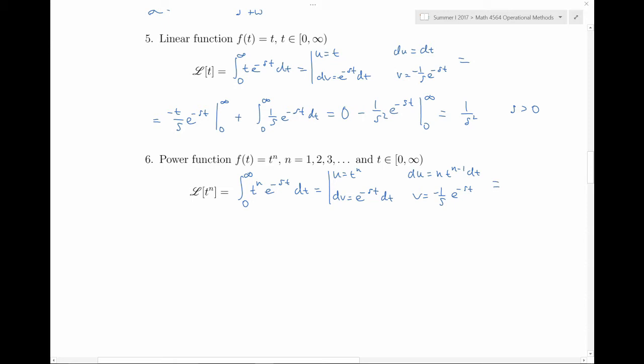That turns our integral into t to the power n times minus 1 over s e to the minus st evaluated from 0 to infinity. Double minus makes it plus. An integral from 0 to infinity of n over s t to the power n minus 1 e to the minus st dt.